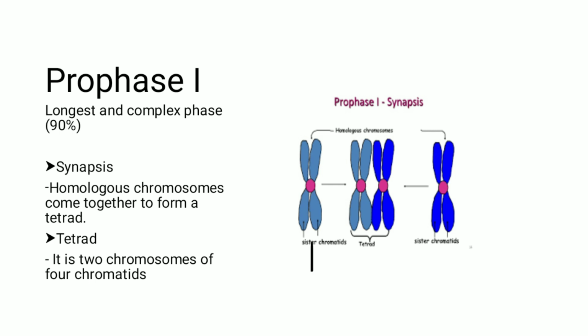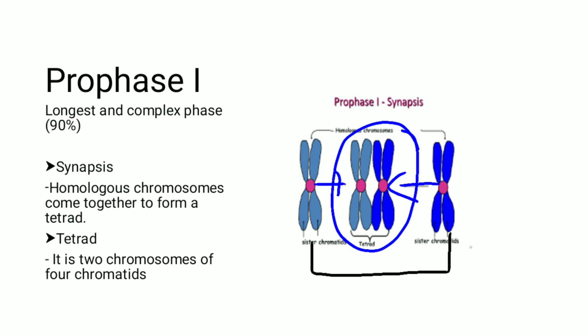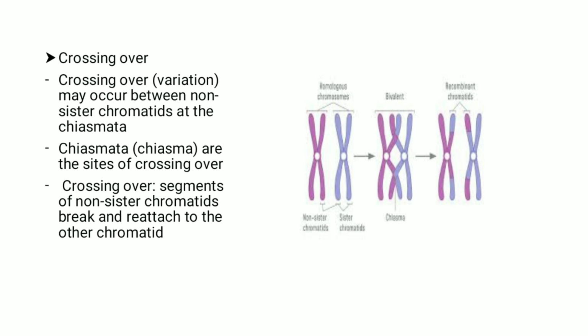These are the two homologous chromosomes that come together to form a tetrad. This is a tetrad. Then the crossing over. Crossing over, or the variation, may occur between non-sister chromatids at the chiasma. Chiasma are the sites of crossing over. In crossing over, segments of non-sister chromatids break and reattach to the other chromatid.